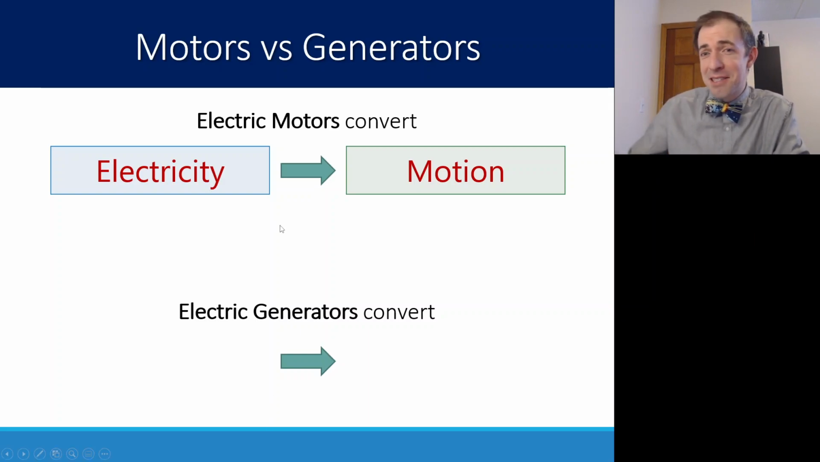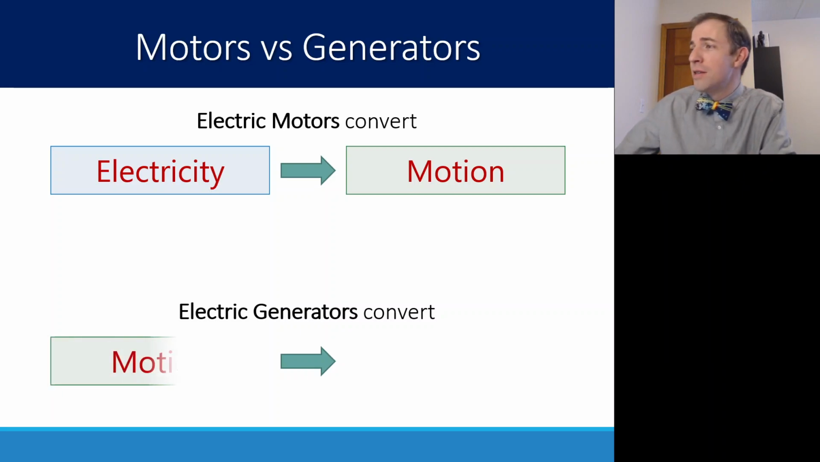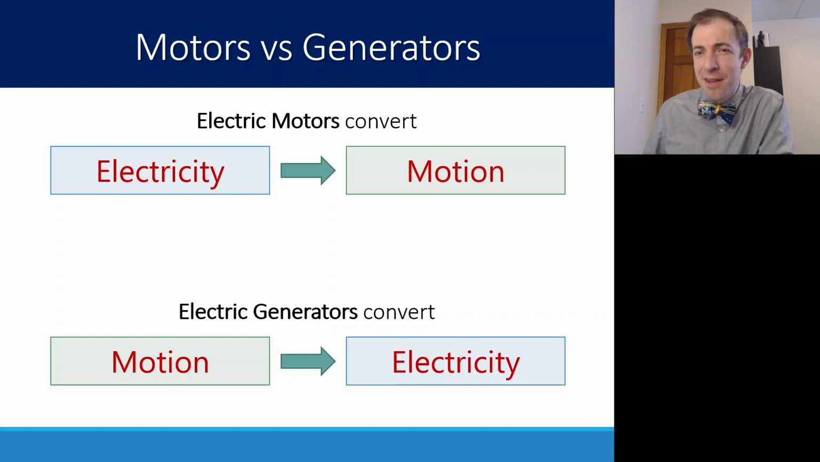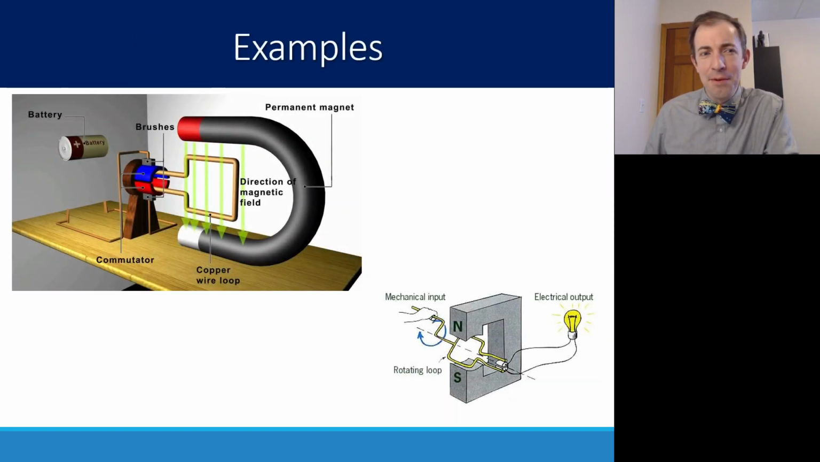If you take that same setup and you actually move the wire in the magnetic field, you can create current flowing through the wires. So an electric generator can take motion and convert it into electricity. So here are a couple examples of this.